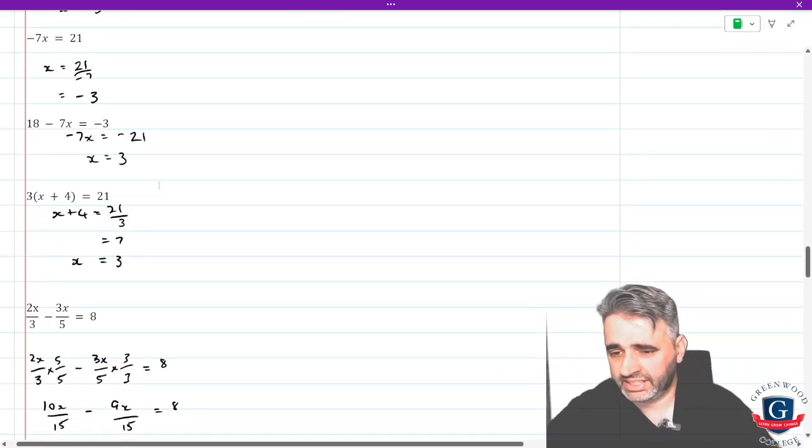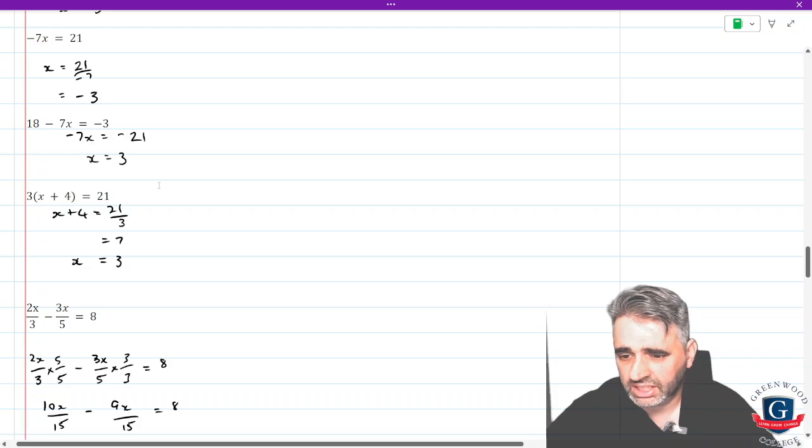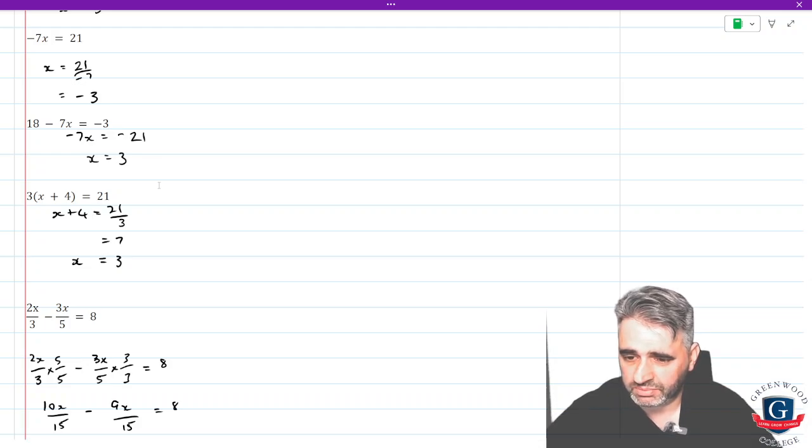This question here, 18 take 7x equals minus 3. Subtract 18 from both sides. Divide both sides by negative 7. Since you'll end up with a negative numerator and a negative denominator, negative divided by negative becomes positive.